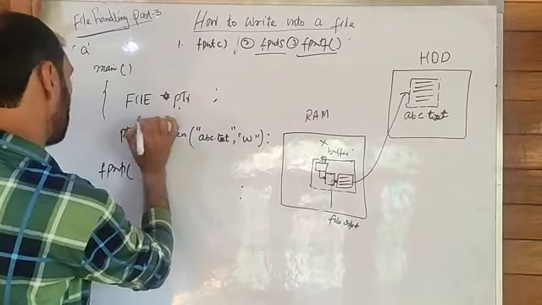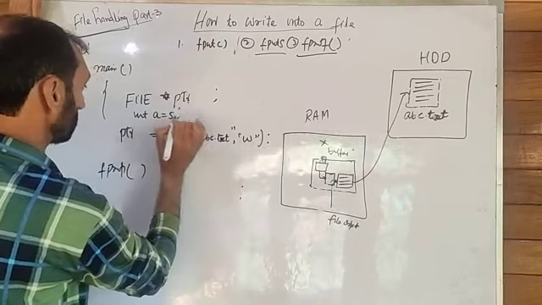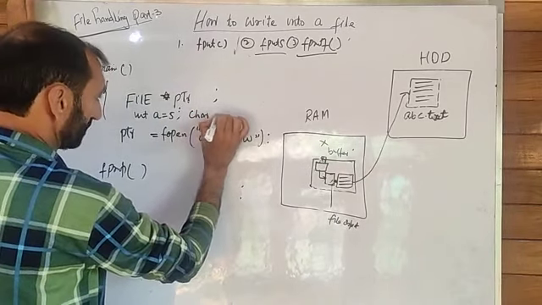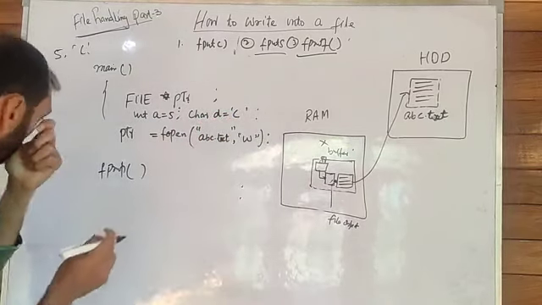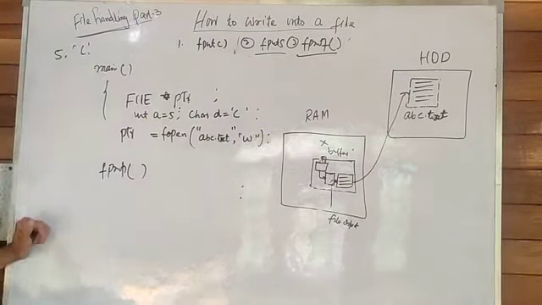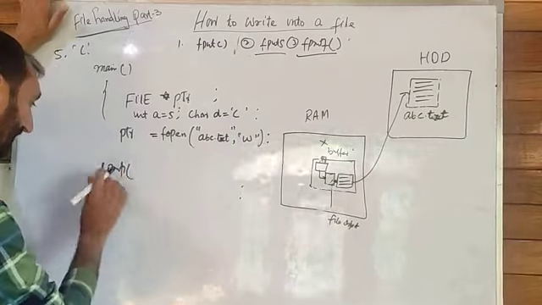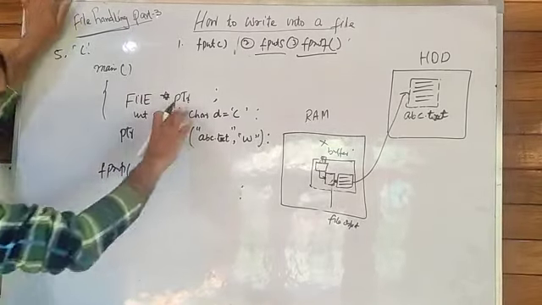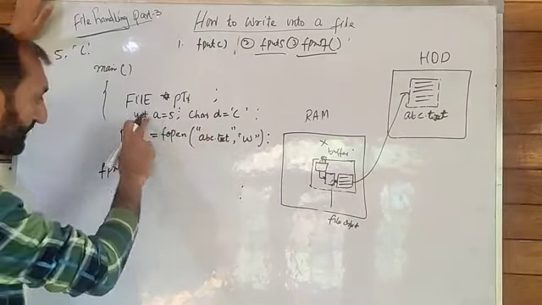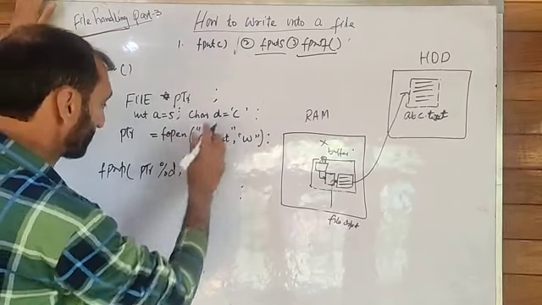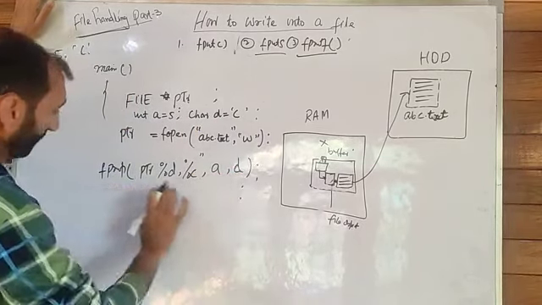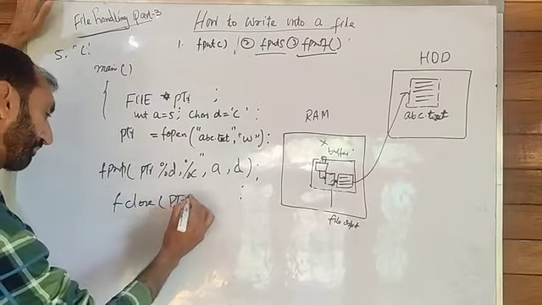Now here, first I want to store an integer, a equal to 5, and next a character, d equal to c. Now I want to write this 5 and c into the file. At that time we use fprintf. This is the syntax: fprintf, pointer name is ptr, then the format specifiers. We know that the format specifier for integer is %d, and for character is %c, and then the names of the variables a and d, and that is it. Then fclose(ptr).